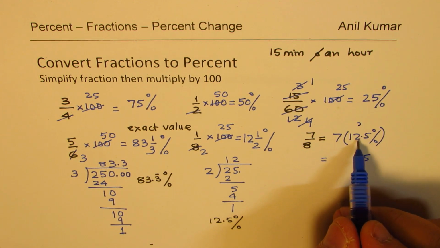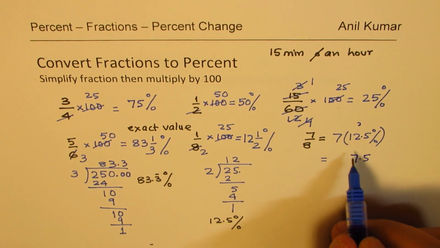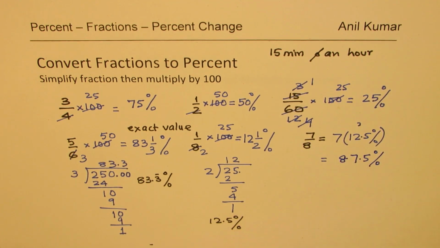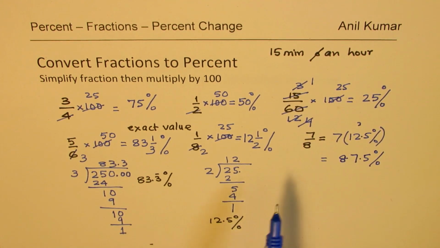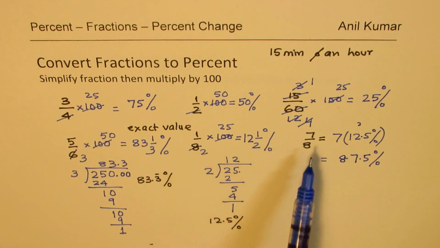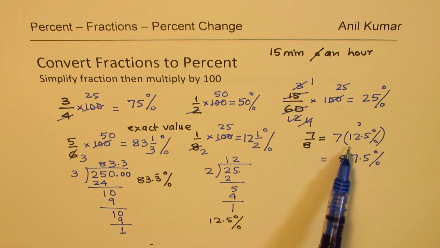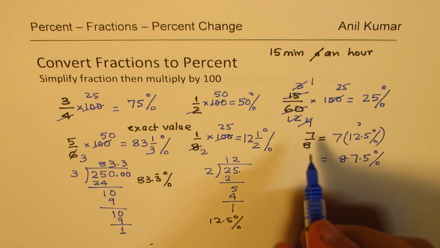7 times 2 is 14 and 3, 17. 7 times 1 is 7 and 87.5%. You get an idea? So you can sometimes use your results to get new results. Does it make sense to you? Perfect. So you could do that, right? Otherwise, the option is always open for you.